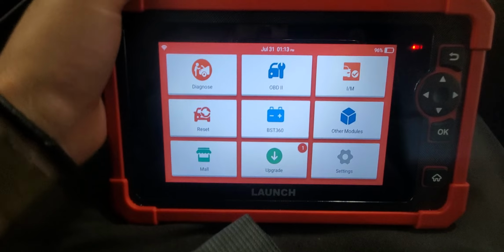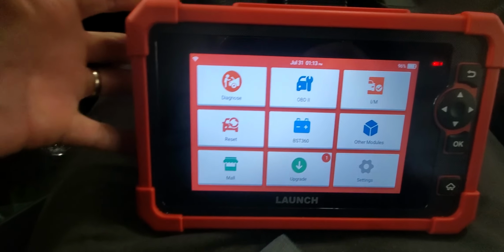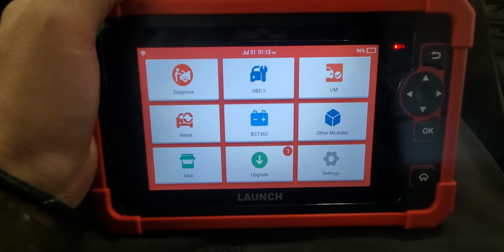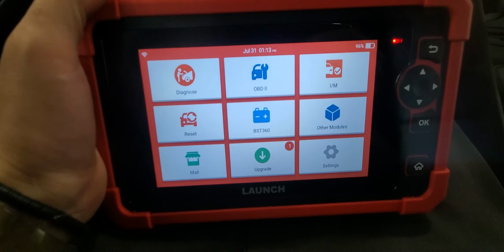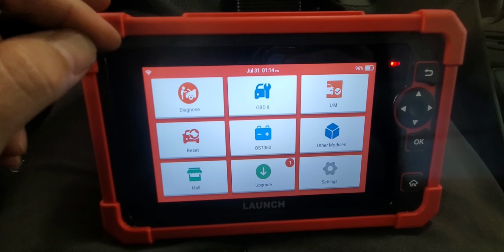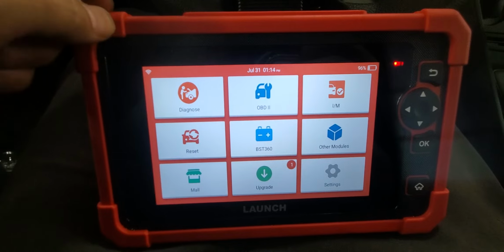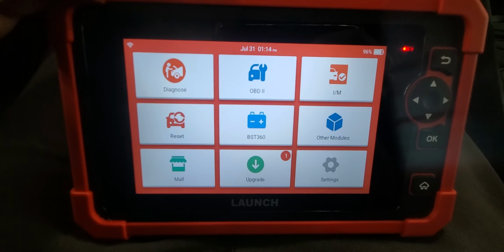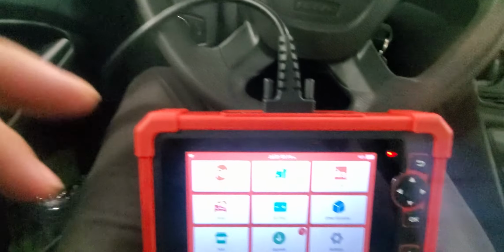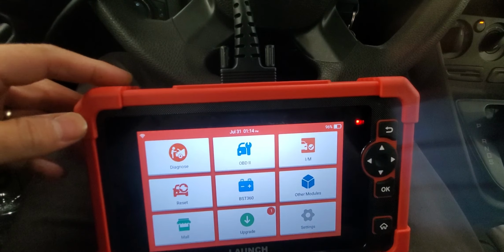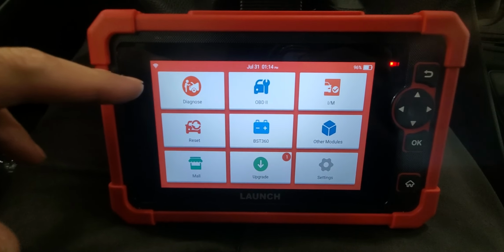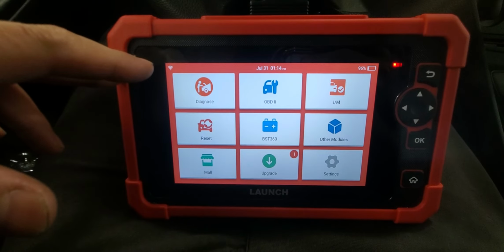So with this scanner, this one in particular, you might have different scanners out there. This one is a Launch, like I was saying. This scanner is a bi-directional scanner, which means that you can read faults and also communicate with the systems in the vehicle. You can communicate with the modules. You can talk to them. You can activate the wipers. You can lower the windows. You can, in this case, activate the AC. So I was able to activate the AC from here, but the AC would still not come on.